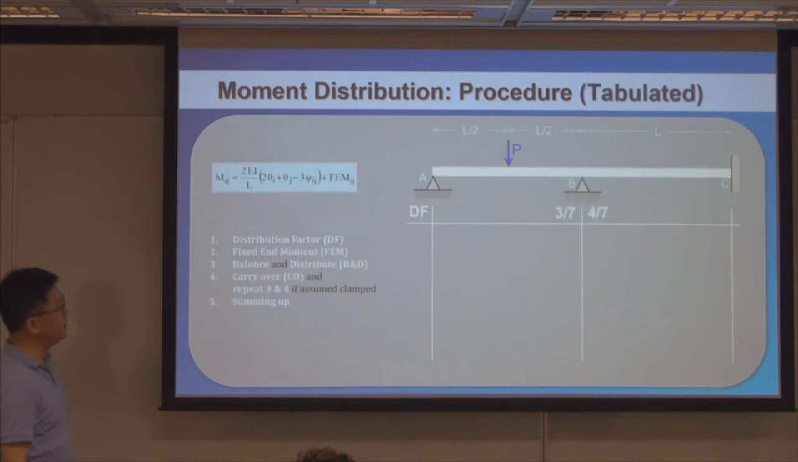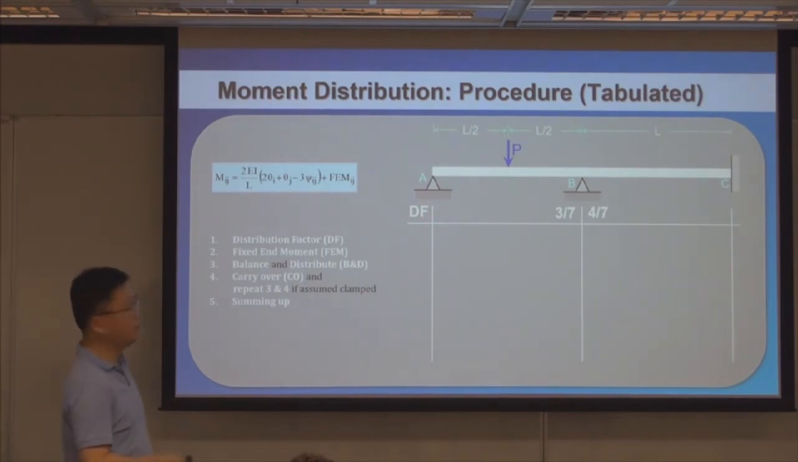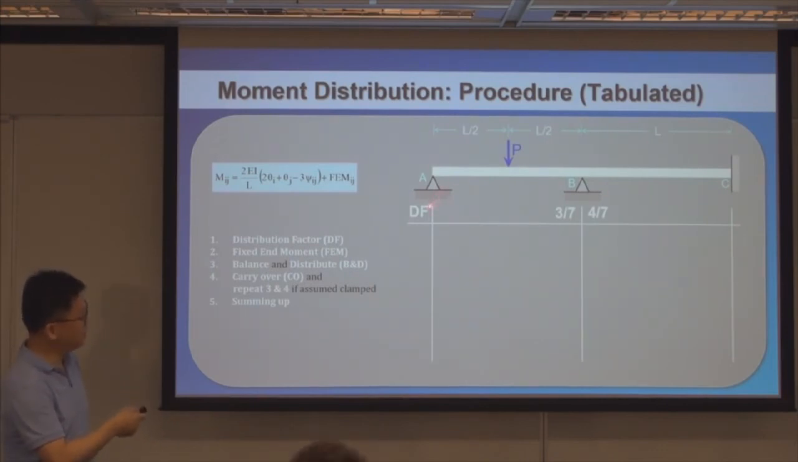Okay, so let me illustrate very quickly using this example. I will illustrate more on the board. Usually we calculate moment distributions using a table format. Each textbook has slightly different versions of the moment distribution format. This is the format I like to use. So here, this line is indicating joint. This is joint B, this is joint C, and this is joint A.